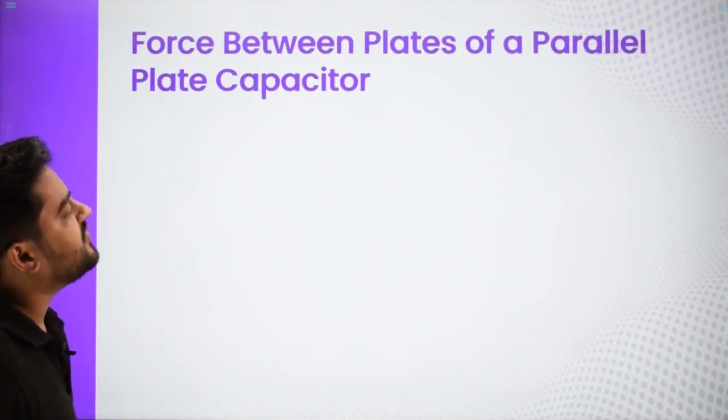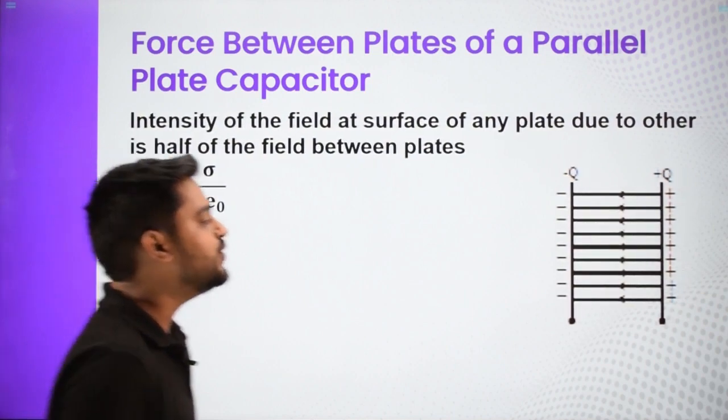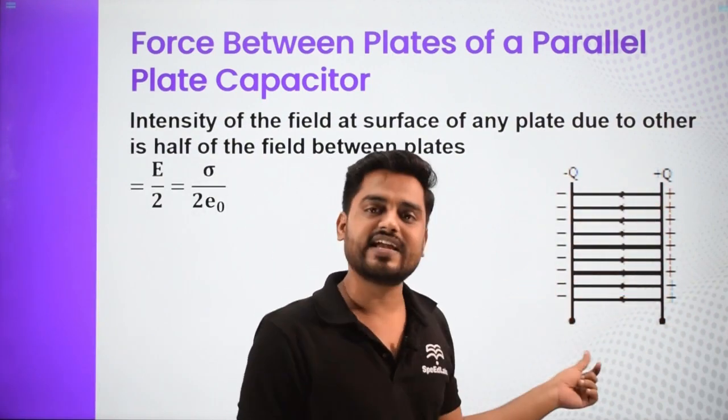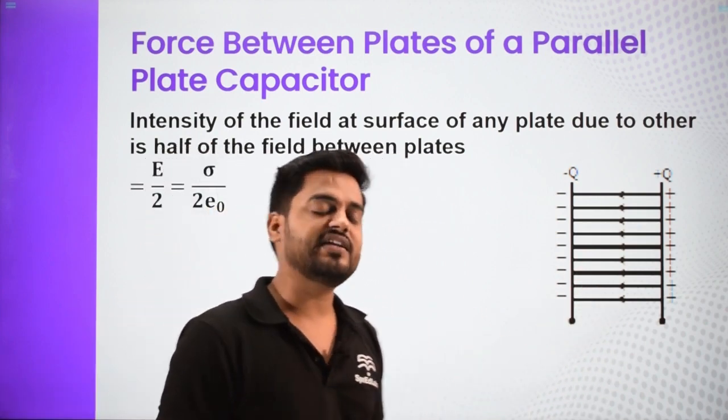Now, force between plates of a parallel plate capacitor. So basically, how much force do these two plates apply on each other? Since one is positive, one is negative, they will definitely attract each other. So we just have to find the magnitude of the force.